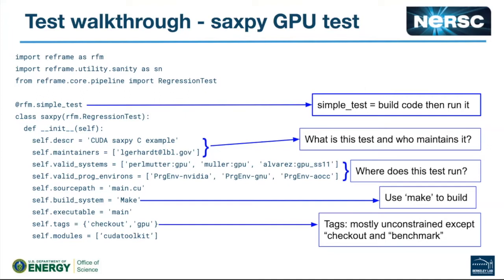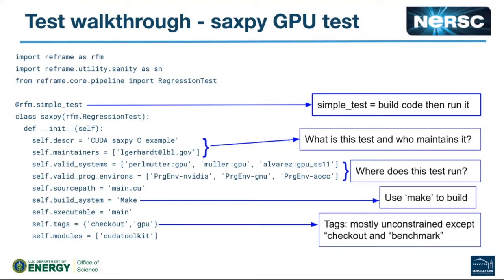So it's usually intended to be semi-informative so that folks know what it is testing and what to look for if it does fail. And then the next two lines, the valid systems and the valid programming environments, tell you where this test should run. Since this is a GPU test, it doesn't make any sense to run it where there are no GPUs. So we just limit it to the N9 systems and to run in a QoS that has access to the GPUs. And then it works in all three of the programming environments that are available.